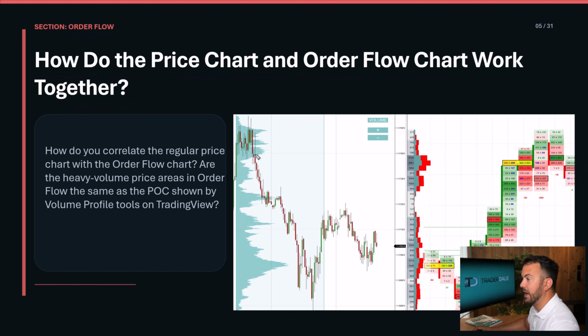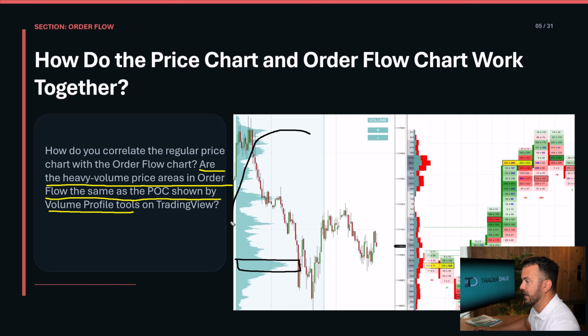And the question continues, and the person asked, are the heavy volume price areas in order flow the same as the point of control shown on volume profile tools? Well, not really, because the volume profile shows the point of control where the volumes were the heaviest in the whole selected area. In this case, it's this place, which I highlighted in here.